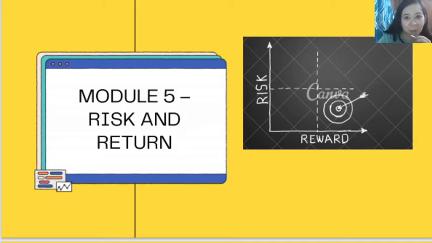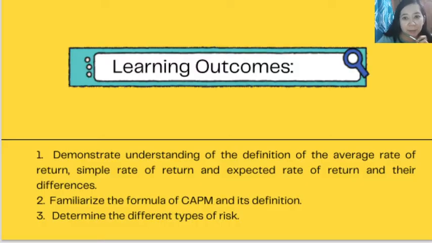Okay, so for our next lesson, this is about Module 5, Risk and Return. To start with, let us have the learning outcomes of this module.